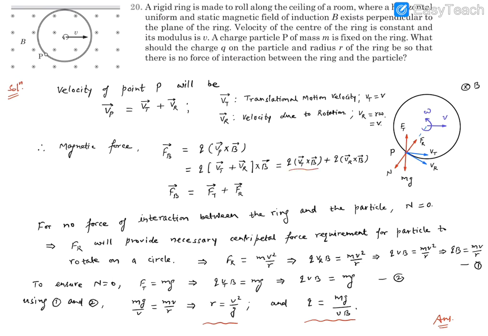If we do this Vt cross B, then you find Vt cross B is going to be perpendicular to Vt and acting like this. So Vt cross B is going to be the force Ft, which is going to be vertically upwards. So Ft force is going to be vertically upwards and it will remain vertically upwards every time.